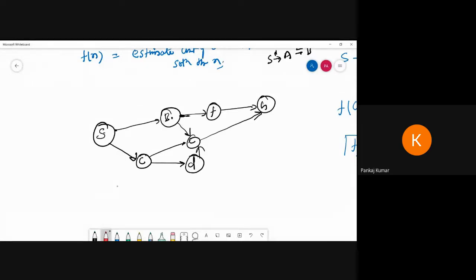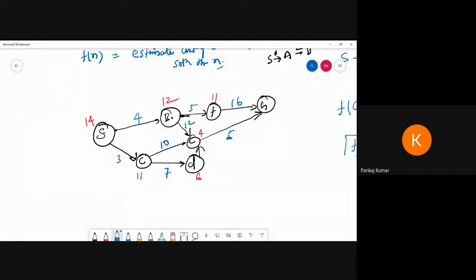So the value is given like 14. So this one is 12, this one is 11, and this one is 0. By default, the cost value is 0. This one is 11, again 6, and this value is suppose 4. And the path cost is given like 4, then 5, then 16, then this one is 12, 5, 5, C to D is 7, this one is 10, and this one is 3.